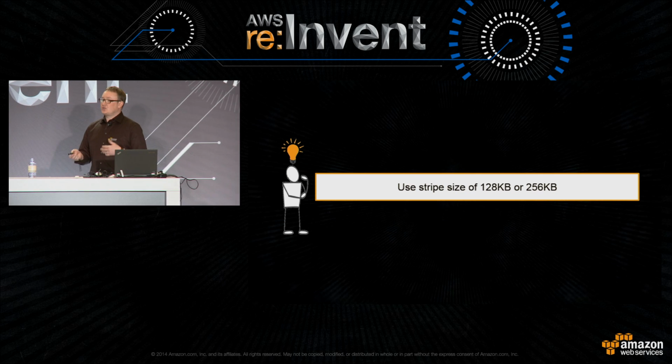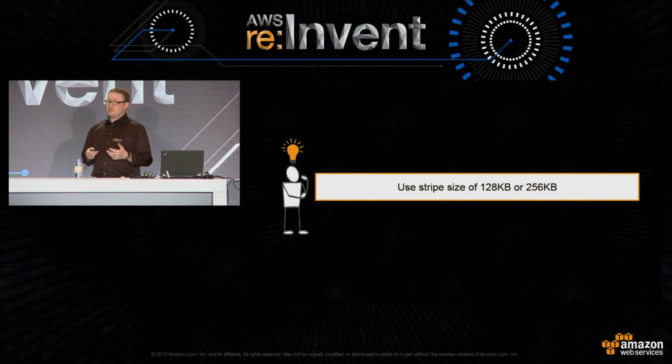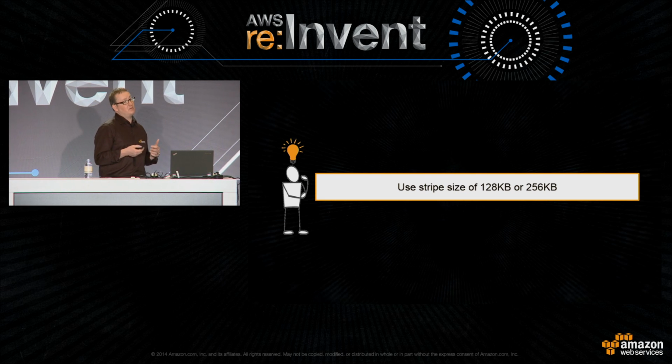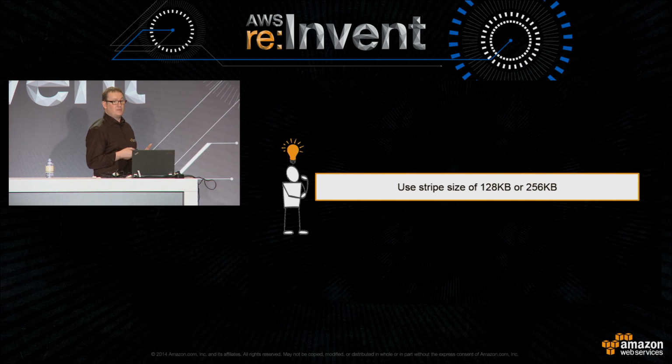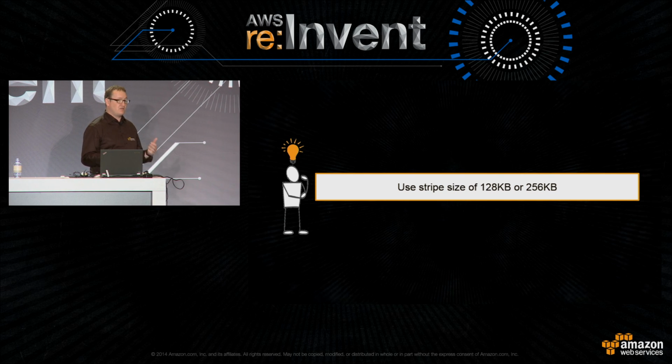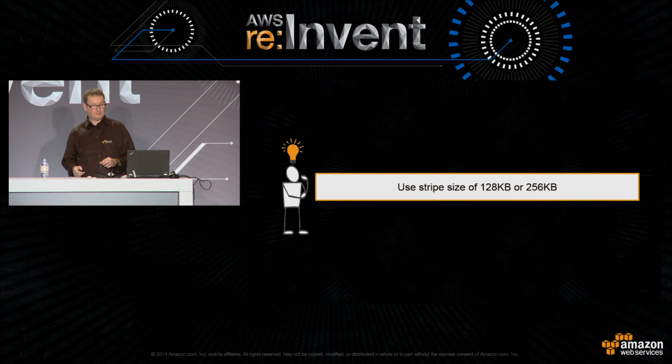And when you're doing striping, if you're setting up stripe sizes on top of RAID 0, these are typically the ones we see as the most effective. So you should be looking at these. Again, it depends on your application and so on, but you should take a look.